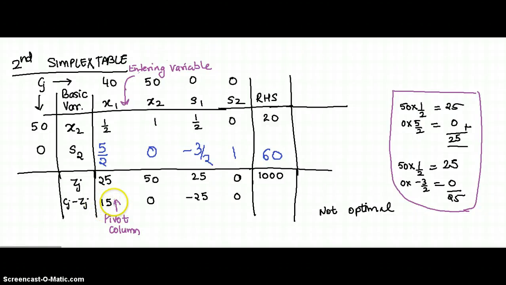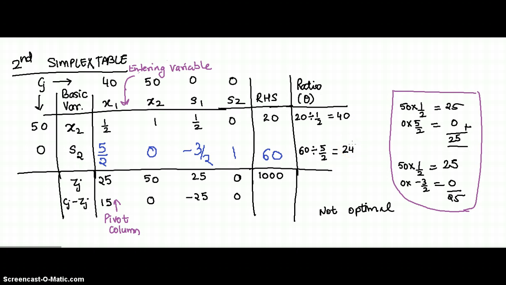Now since 15 is the maximum number, x1 will be the entering variable. Now we have to check out of x2 and s2 which variable will go out. For that, if you remember, we calculated the ratio which we denoted by theta. How do we calculate it? We divide the RHS quantity by the number in the pivot column. For this it will be 20 divided by half, which will give you 40. Similarly here it will be 60 divided by 5 over 2, which will be 24.